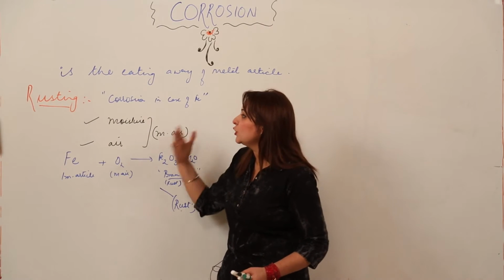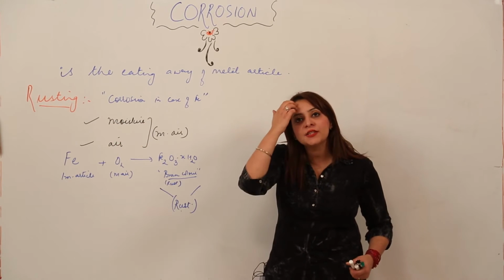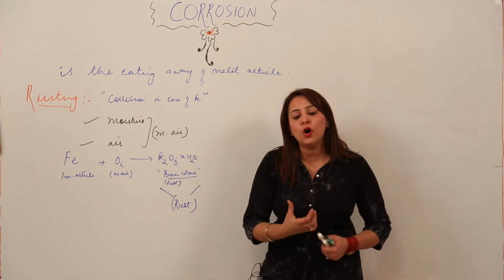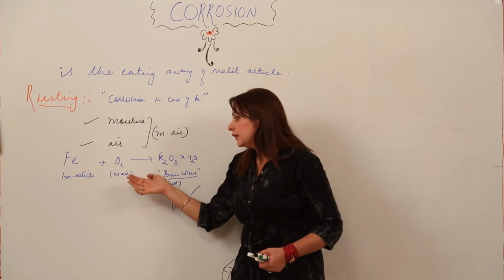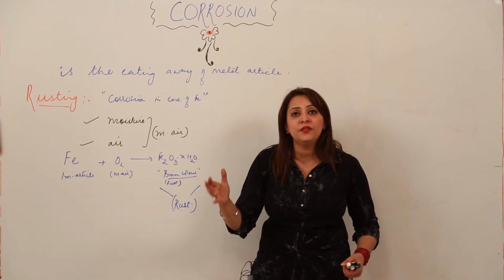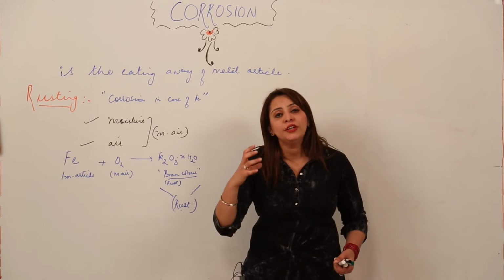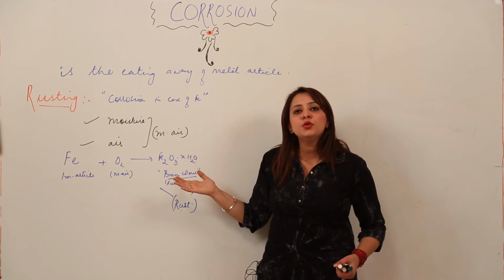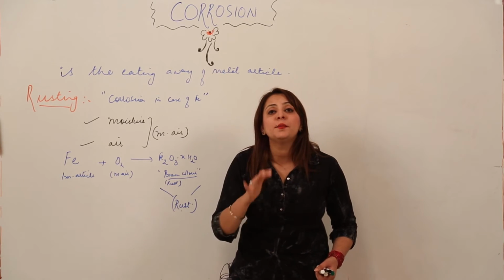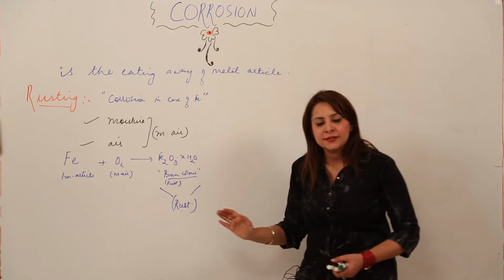What are the conditions which are necessary? The moisture and the air, or we can say moist air, is a necessary condition for rusting to take place. What is the chemical equation involved? It is Fe plus O2, that is the moist air. See, oxygen alone cannot favor rusting. There should be moisture in the air, so moist air is important for rusting. It leads to the formation of Fe2O3.XH2O, which indicates the rust. And what is the color of the rust? That is the brown colored layer that deposits on the iron article. So this is rusting.